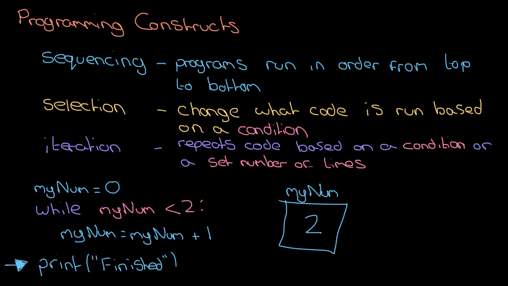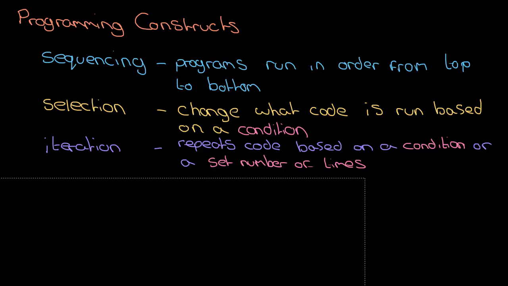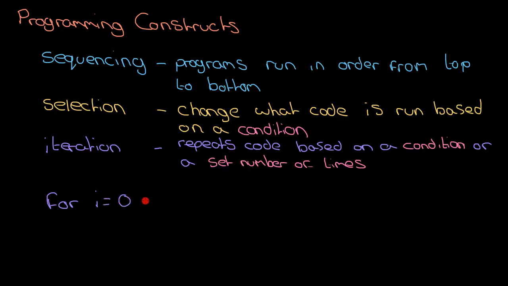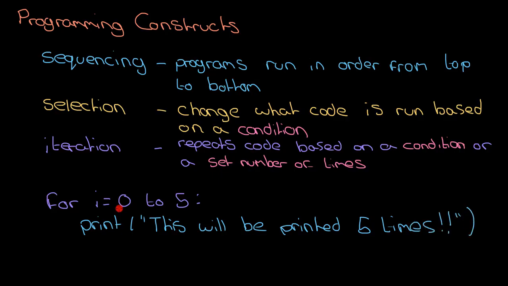There's another type of iteration. I won't go through the full example for it, but that's called count controlled iteration. So let me give you a quick example, and it will look something like this. Count controlled iteration. It will be for, because for is the word that we use for count controlled iteration. For i equals 0 to 5, and then we'll have a bit of sequencing after that. So print. This will be printed out 5 times. And if you ran that code, what would happen is anything within the for loop, so this line here, in this case, would get run 5 times.